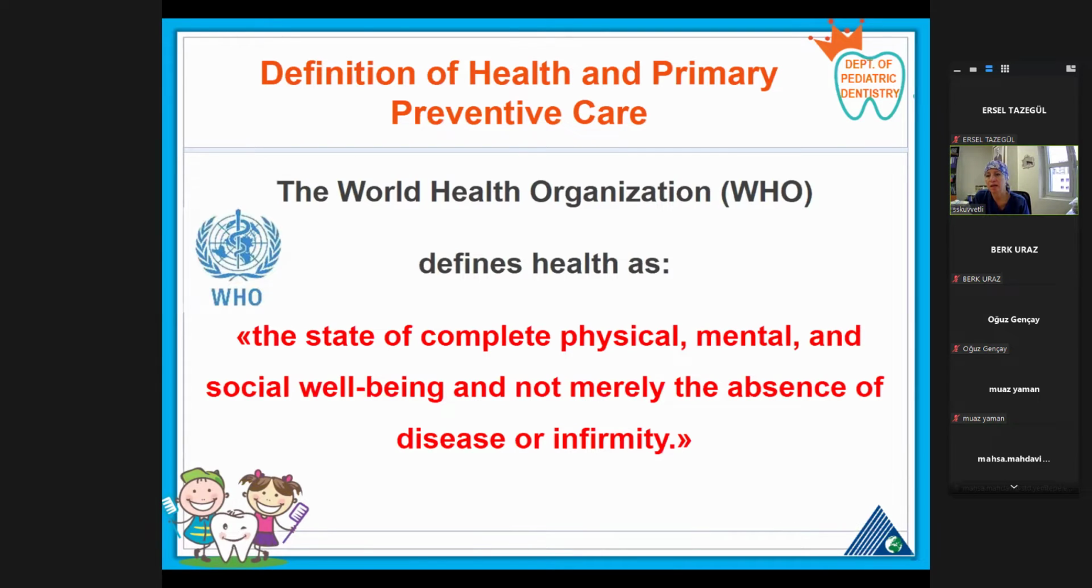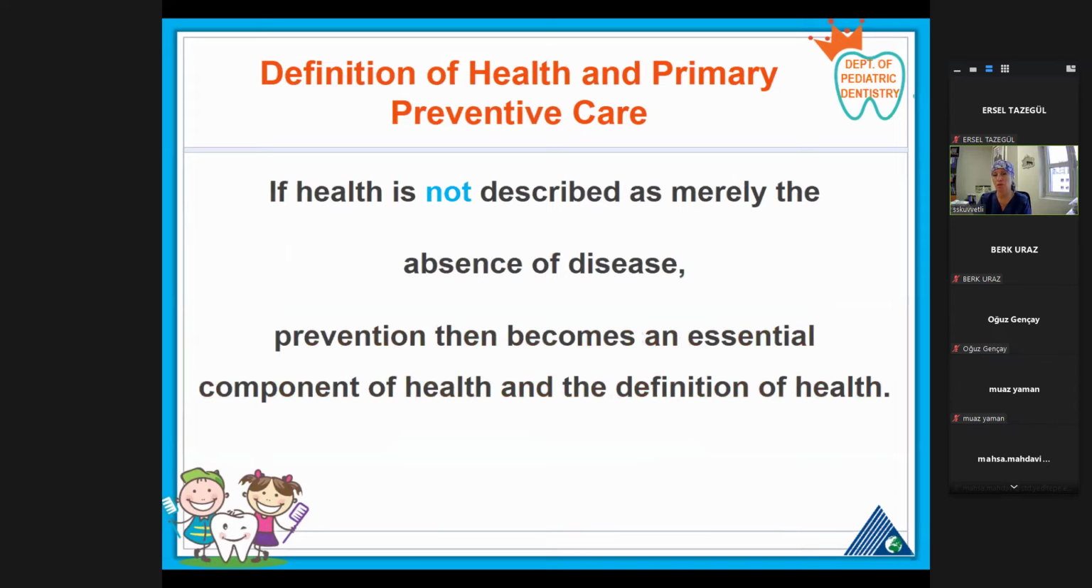So the World Health Organization, you know, is the biggest organization globally for the health of human beings. And they define health as the state of complete physical, mental, and social well-being, and not merely the absence of disease or infirmity. What do we mean by that? If health is not described as merely the absence of disease, prevention then becomes an essential component of the definition of health.